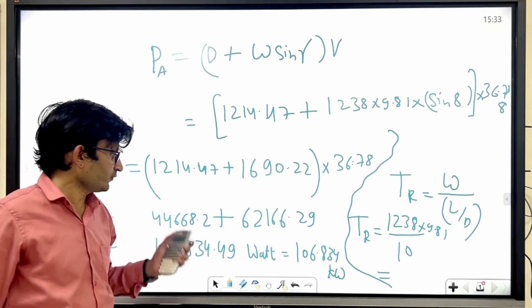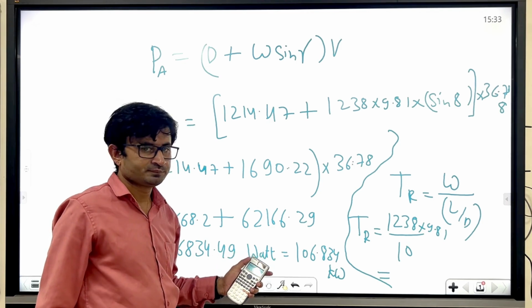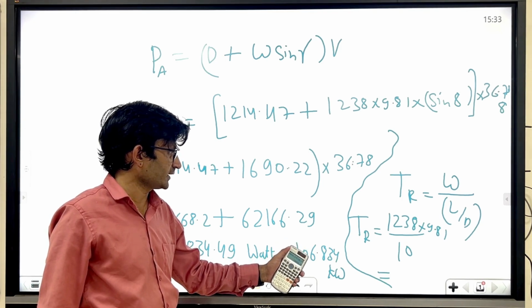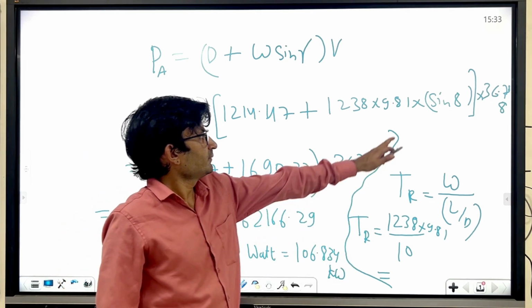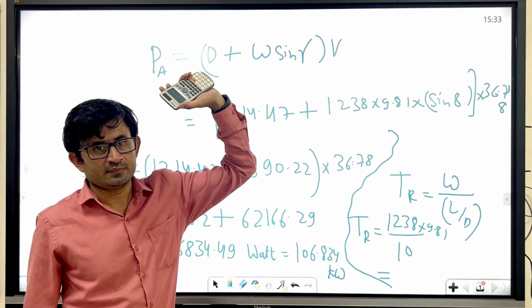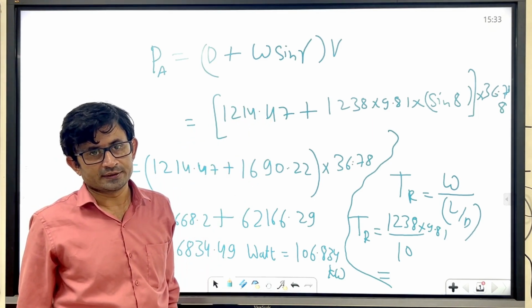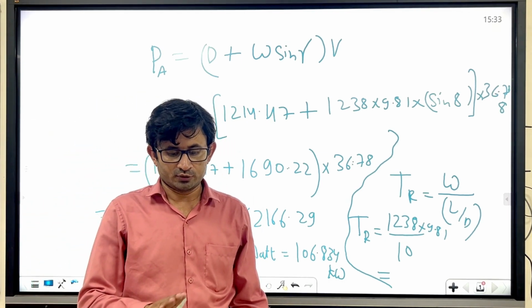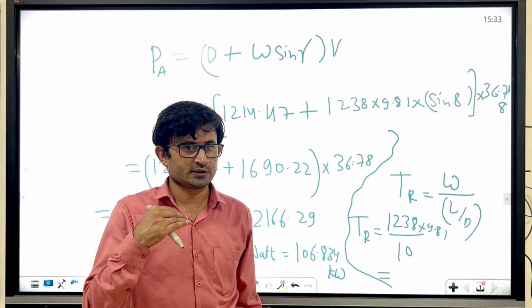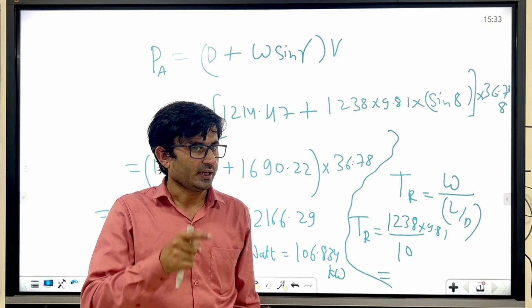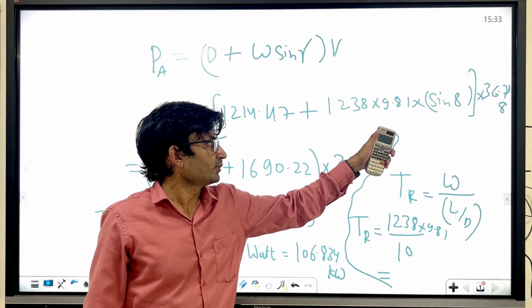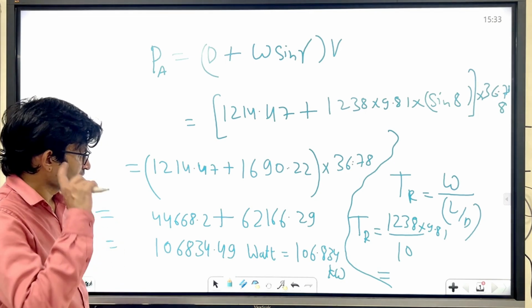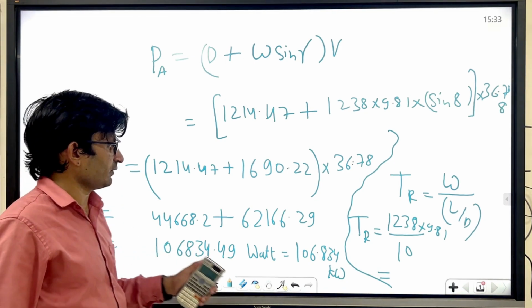So if you select an engine which is capable of producing 106.8 kilowatt, then you can climb starting from 8 degree. And remember, when you are increasing the altitude, your power required is going closer to the power available, and slowly your gamma will go from 8 degree to maybe 7, 6, 5, 4, 3, 1 and finally 0.